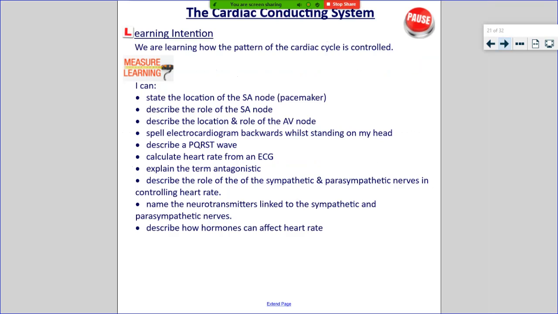So just pause again, have a check of the key learning points, and if you've got any questions, speak to your teacher.